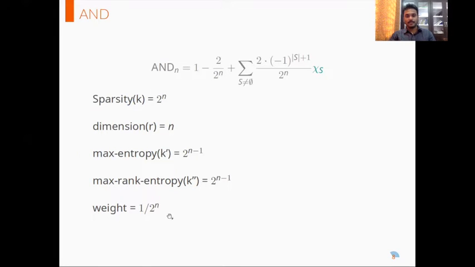And lastly, the weight of the AND function is 1/2^n. You can see it in many ways, but one easy way is that there's only one input which outputs -1, out of the 2^n inputs, so the fraction of inputs where it's -1 is 1/2^n.